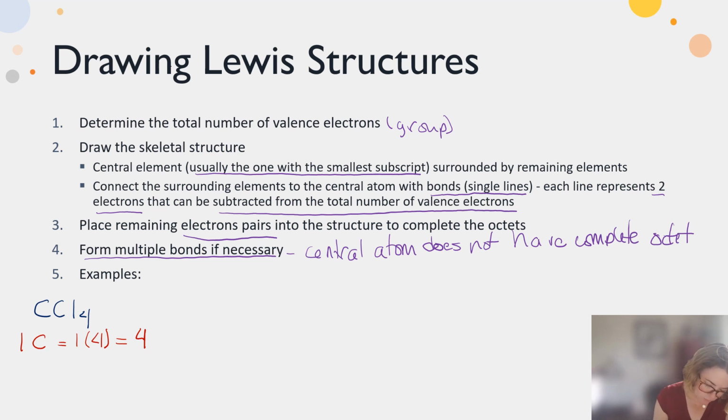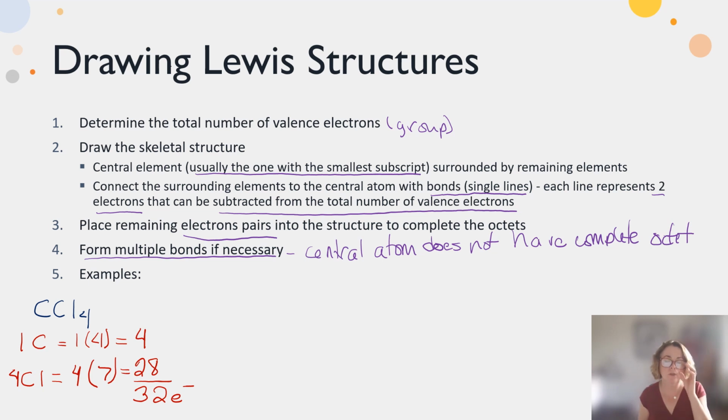I have 4 chlorines, and each of my chlorines has 7 electrons. Chlorine sits in 7A, and so they are going to each have 7 electrons. So 7 times 4 gives me 28. And when I add all of those together, I have a total of 32 valence electrons that will be inside of the structure.